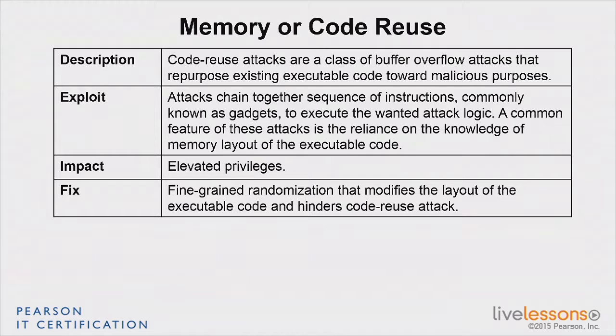The next is memory or code reuse. A code reuse attack is just a class of a buffer overflow attack that repurposes existing executable code for malicious purposes. So the exploit is attacks chained together sequence of instructions, commonly known as gadgets, to execute the wanted attack logic. A common feature of these attacks is the reliance on the knowledge of the memory layout of the executable code. And more often than not, that's going to result in elevated privileges. So the fix is fine-grained randomization that modifies the layout of the executable code and hinders code reuse.